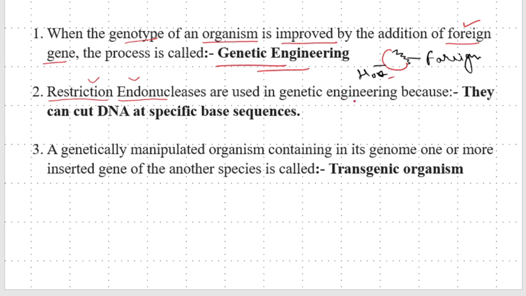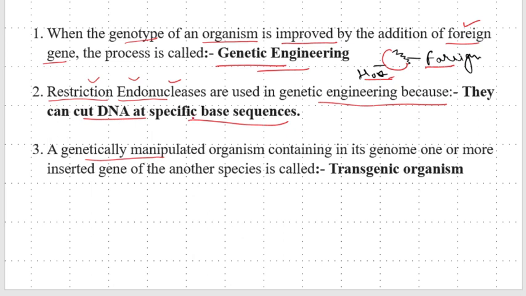Why are we using these enzymes? Because they cut DNA at a specific base sequence. It means one endonuclease cuts both, whether it is the foreign DNA or the host DNA, at the same base pair. Next is a genetically manipulated organism.